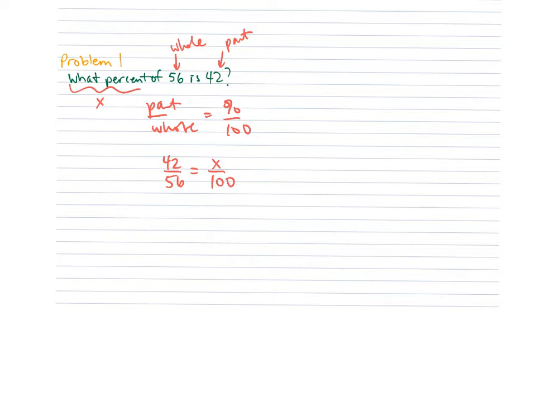Then we can just solve this. This is a proportion problem. Since x is on top here, we can just multiply both sides by 100. And then 100 times 42 divided by 56 equals 75. So x equals 75, and so the answer is 75%.